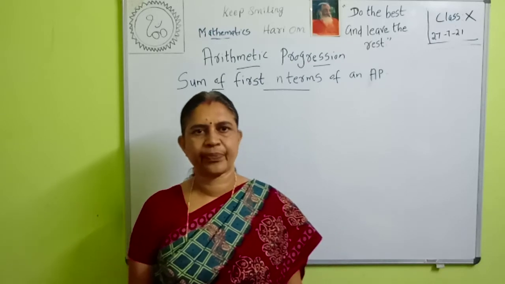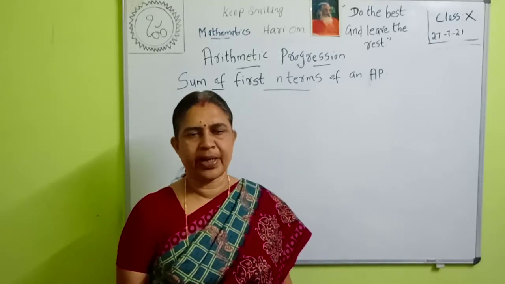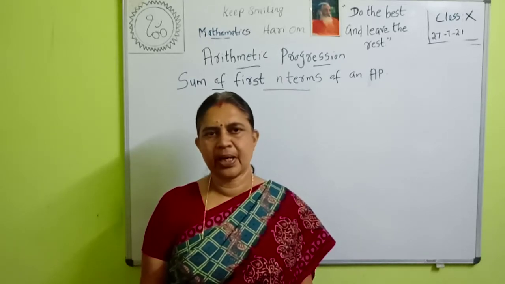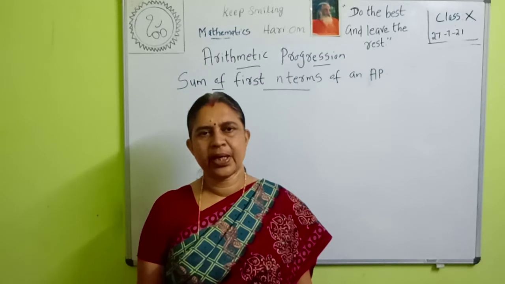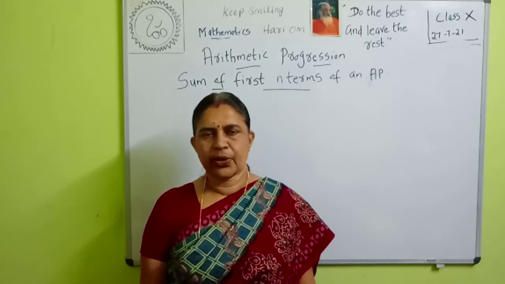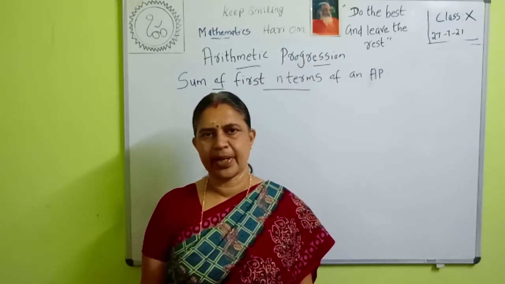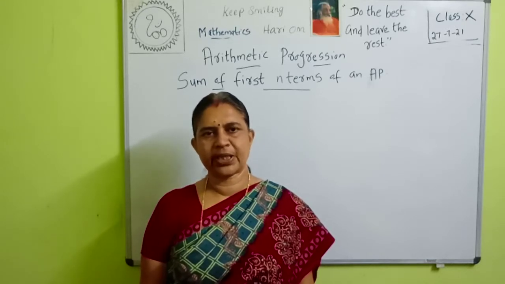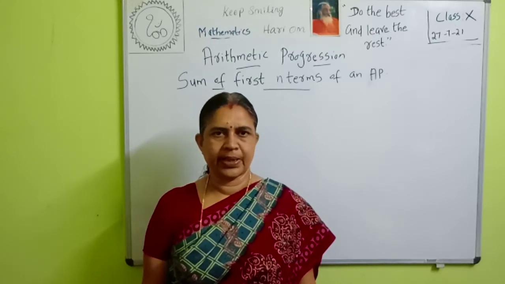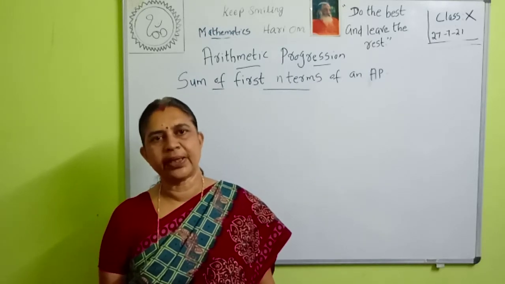Okay. Yesterday we studied how to find the nth term of an AP. What is the formula to find the nth term of an AP? An is equal to a plus n minus 1 into d. Today we will study how to find the sum of n terms of an AP. If an arithmetic progression is given, how to find the sum of those numbers. Today we will study the formula to find the sum of n terms of an AP.